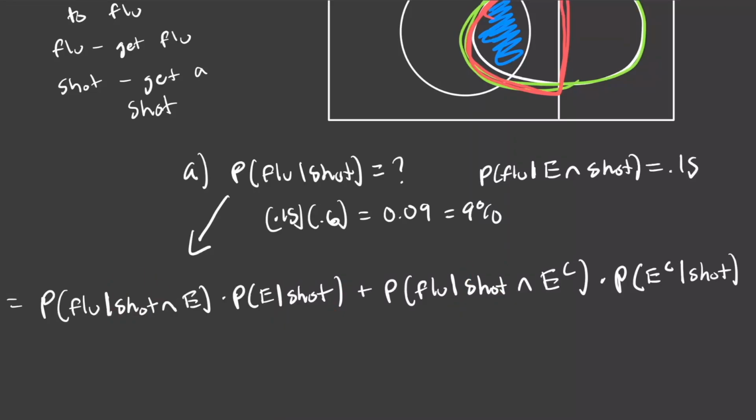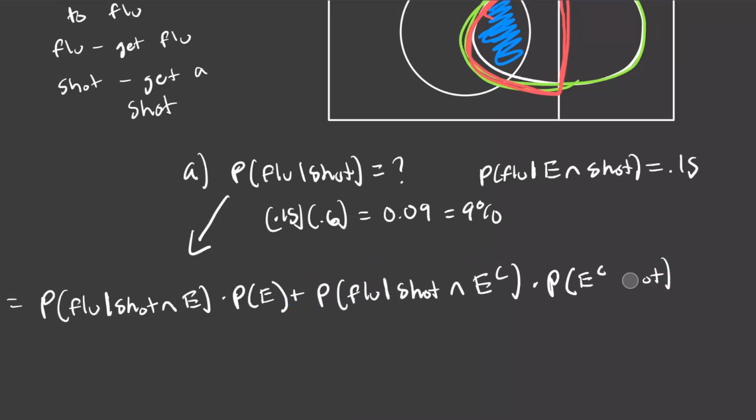Okay, so now remember how we were talking about the probability of being exposed is independent of shot? Well, that just means that we can rewrite this as just the probability of exposed. And then over here on the right-hand side, we can do the same thing. This is just the probability of E complement. Okay, now we can just solve this, right?